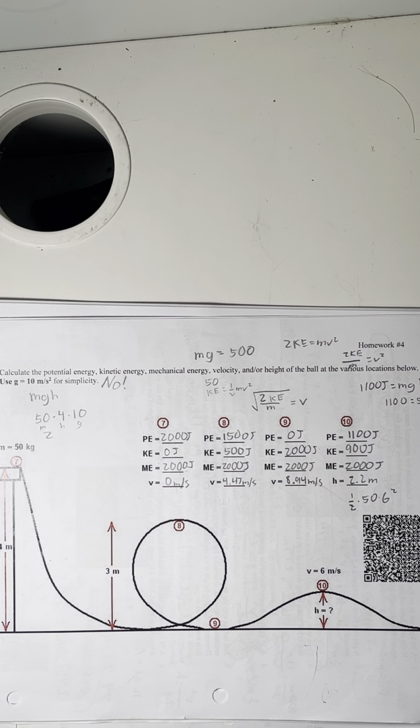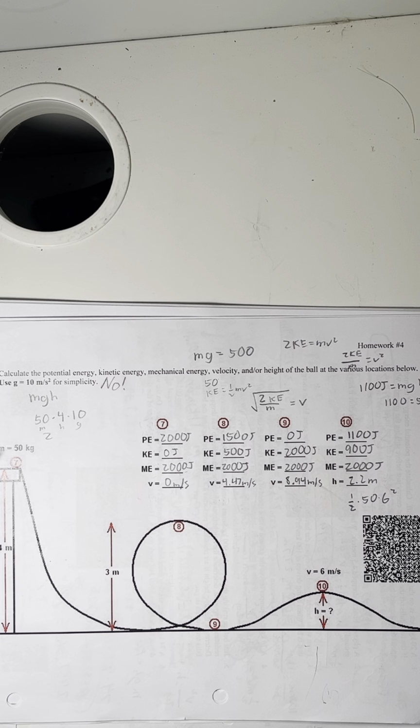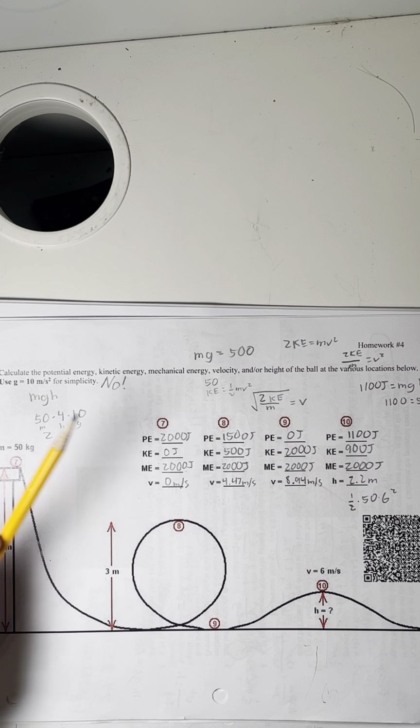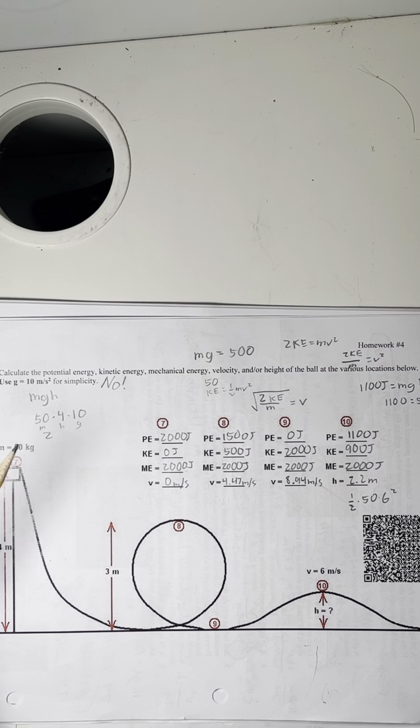But continuing on to the problem, in location number 7, the mass is 50 kilos, the height is 4 meters, and our gravity is 10 meters per second squared. So it's just mgh because that's our potential energy. And because the ball is not in motion, it's just standing there, like you're on top of a water slide or something, the kinetic energy is 0 joules. And the potential energy, which is mgh, comes out to be 2000 joules.